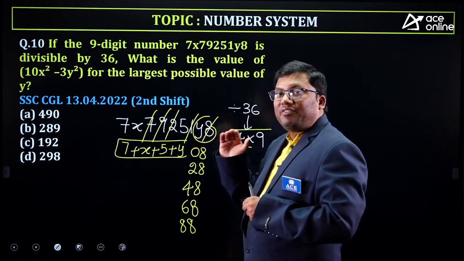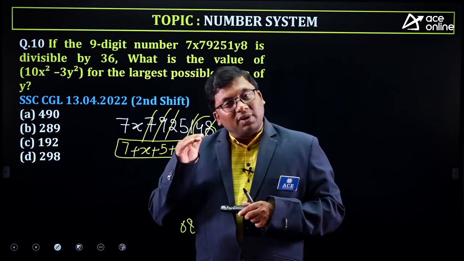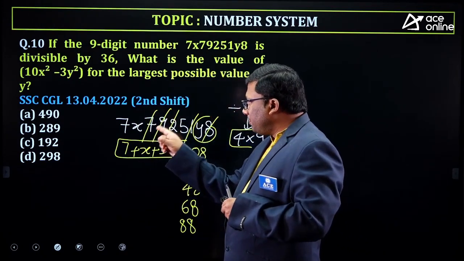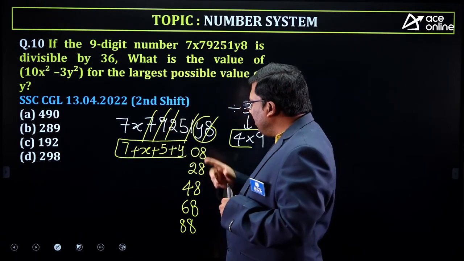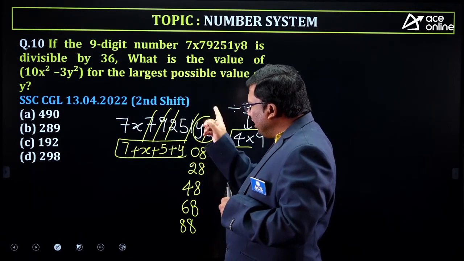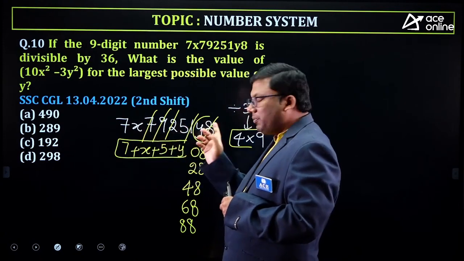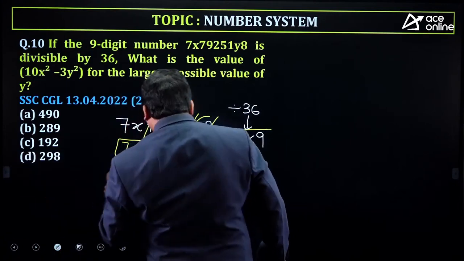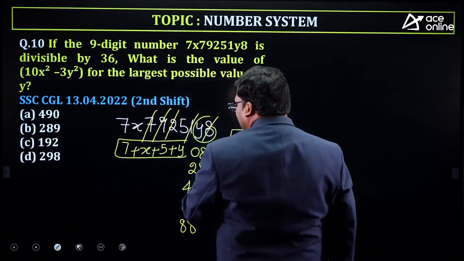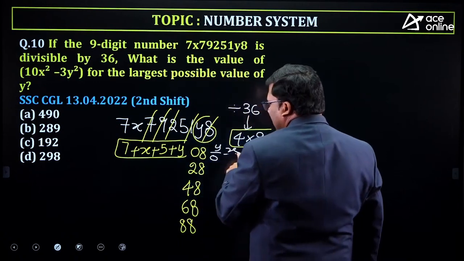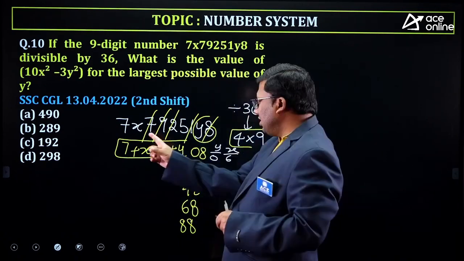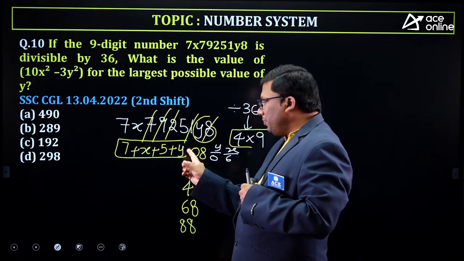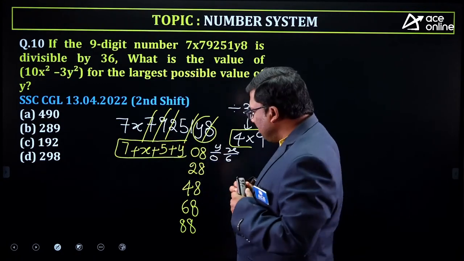Y is 0. For it to be divisible by 9, the sum of the digits should be divisible by 9. So 7 plus x plus 7 plus 2 eliminated, 9 eliminated, 8 plus 1 eliminated. So 7 plus x plus 5 plus y. If y is 0, x will become 6. Why, sir? Because the sum should be divisible by 9. 7 plus 5, 12. 12 plus 0, 12. 12 plus 6, it is 18.